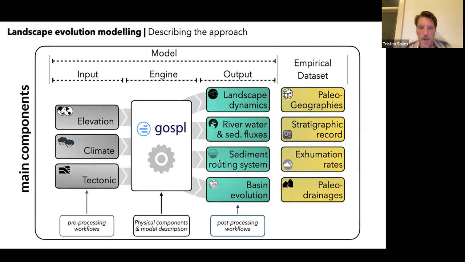So Gospel in itself is initially tailored for global simulation, but can be used also at a regional or even catchment scale if people are willing to do this at this scale.